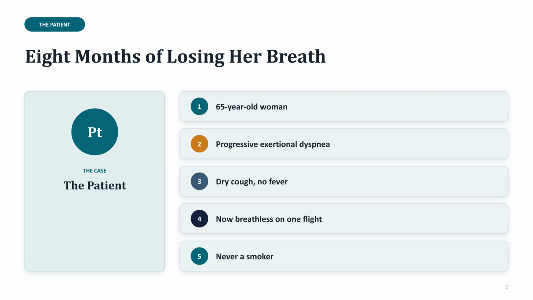Here is our patient. A 65-year-old woman comes in after 8 months of slowly worsening breathlessness. At first, it was only long walks. Now a single flight of stairs stops her. She has a persistent dry cough, no fevers, no chest pain. She has never smoked. This tempo matters. Not minutes, not years. A subacute decline over months is the classic way interstitial lung disease announces itself.